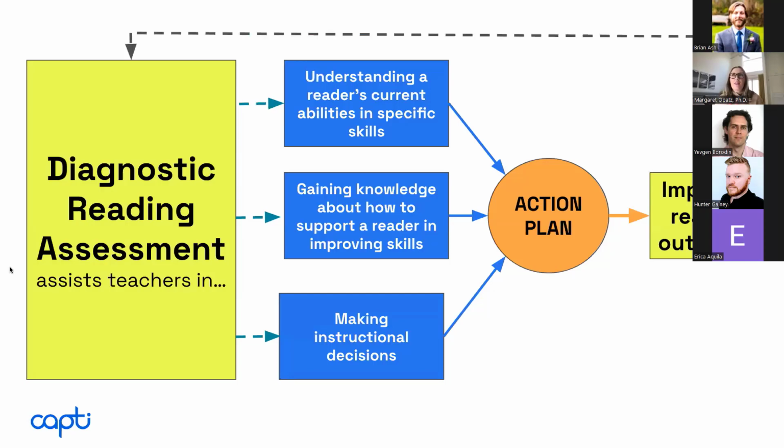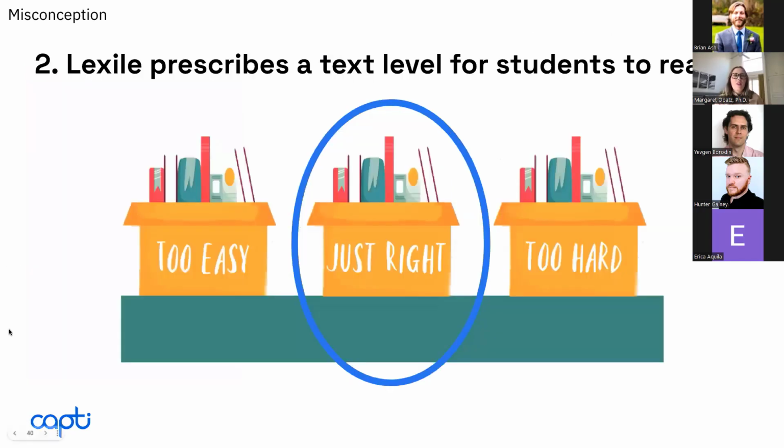Then once you have improved reading outcomes, you're going to give that assessment again. You're going to go back through this cycle of continuously helping students improve. When you think about Lexile, Lexile can't do that because it's giving you this one data point, like your temperature, but it's not telling you why the score is what it is, or what to do with the score. So that was the first misconception.